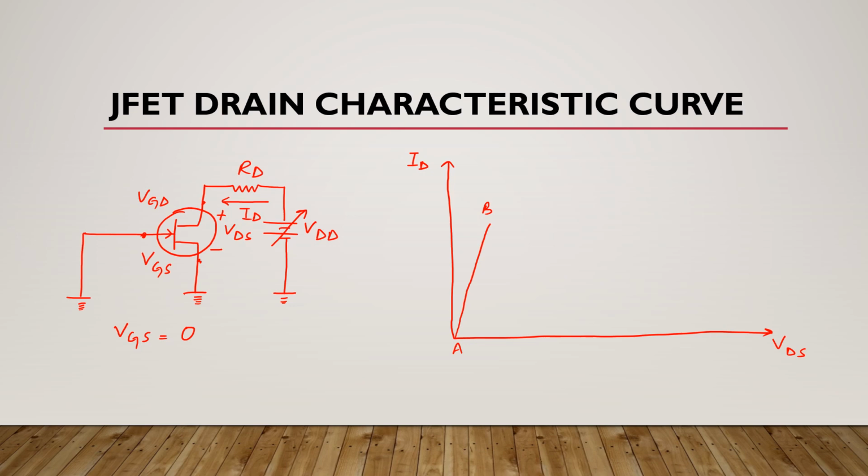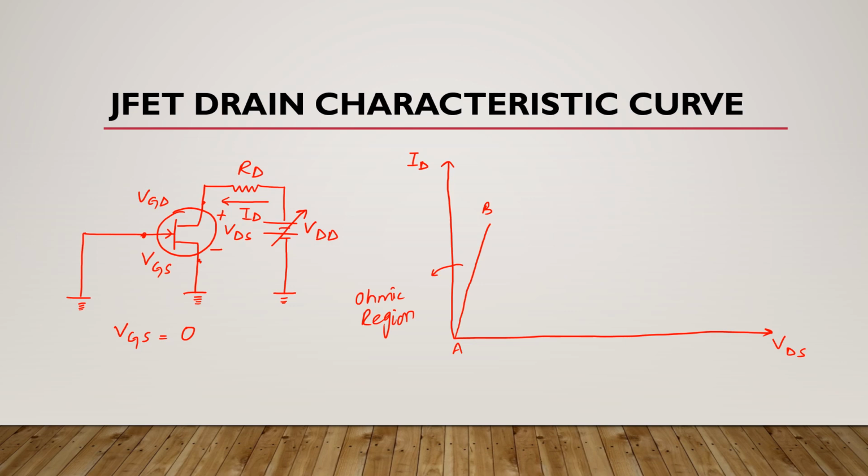B. Now it means that this ID will increase proportionally between points A and B, and we call this region ohmic region here, because here voltage and current are proportional to each other. And they are related by Ohm's law here.